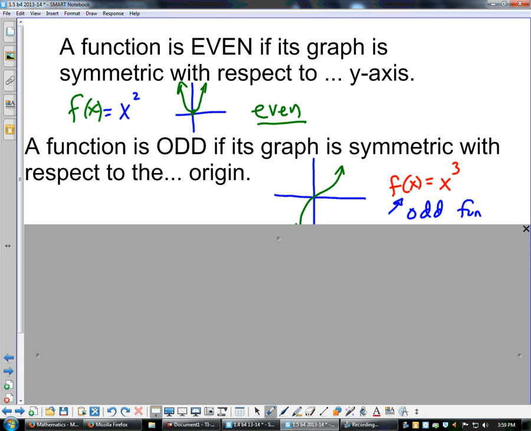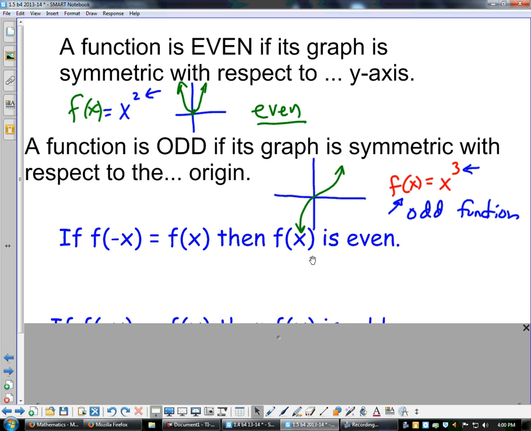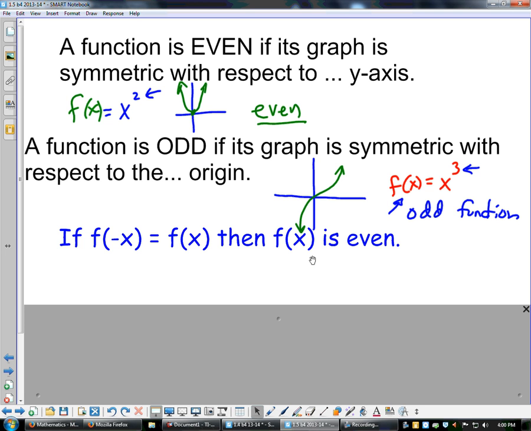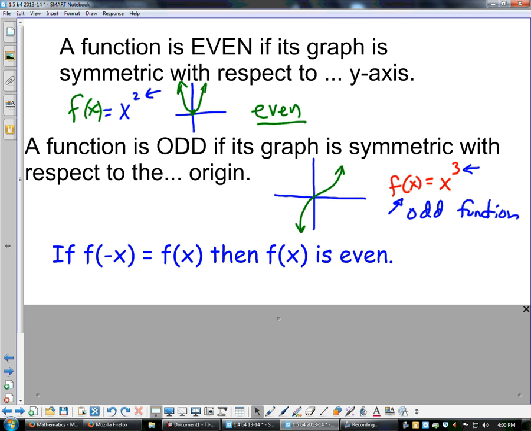Is it a coincidence that the exponent here is odd and the exponent here was even? No, that's not a coincidence. So yeah, x squared is going to be an even function, x cubed is going to be an odd function, x to the fourth is going to be even, and so on. But there's lots of functions where you don't have that little clue. So in that case, you would need to use a little test. So here's the test to see whether a function is even. If f of opposite of x equals f of x, then the function is even.